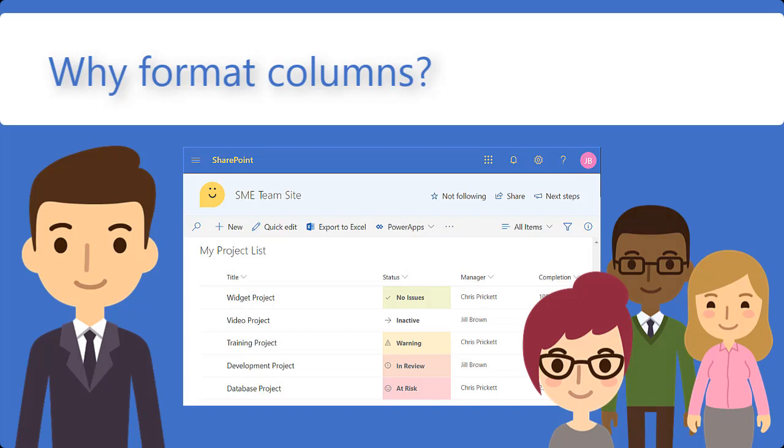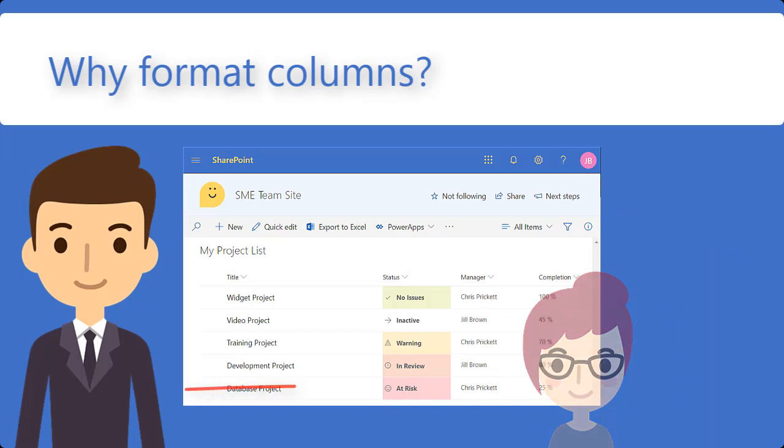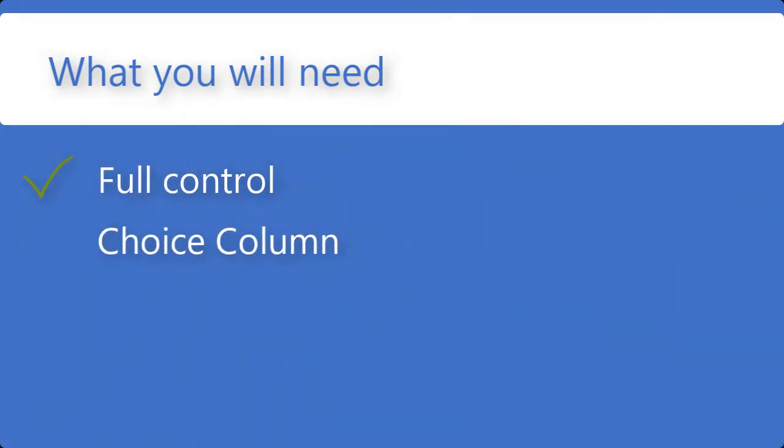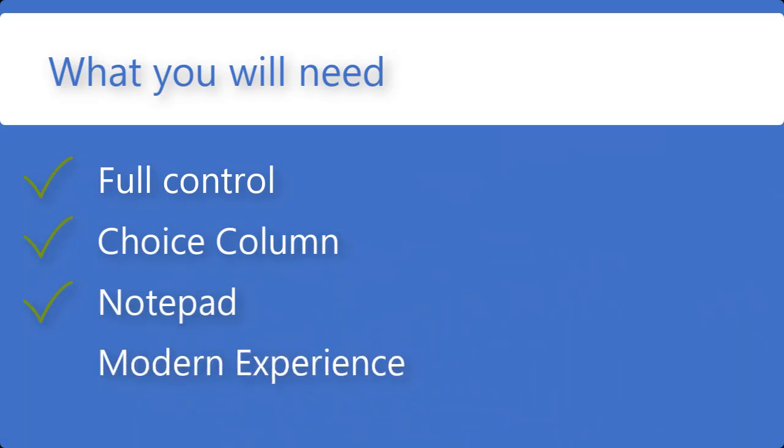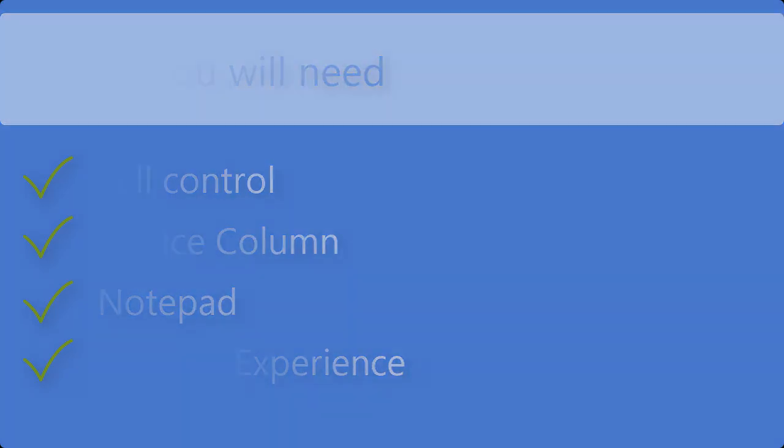Decision makers can quickly scan a list, easily spotting projects that are experiencing issues, no matter how the list is sorted or filtered. To follow along, you should have full control or owner-level permission for the list or library. The list should have a choice column that you will use to determine column formatting. In our example, we are using a choice column called Status with 5 options. You'll want to use Notepad or your favorite script editing application in order to edit the JSON more easily. Finally, the list must be in the modern experience. JSON formatting does not display in classic experience.